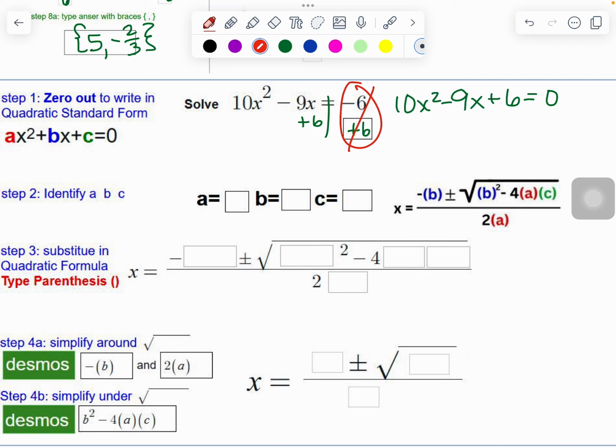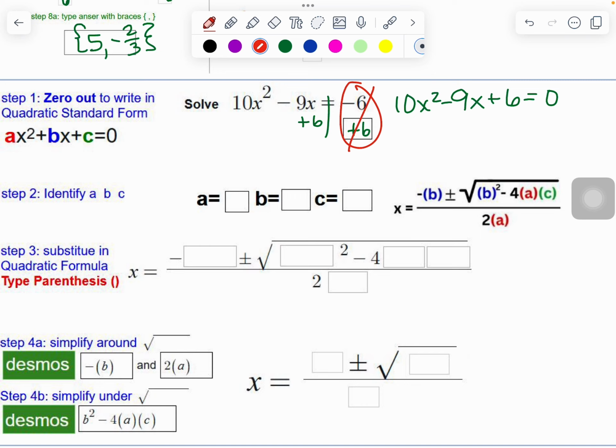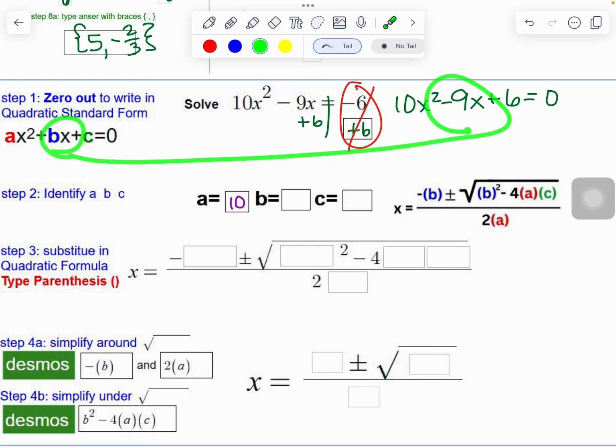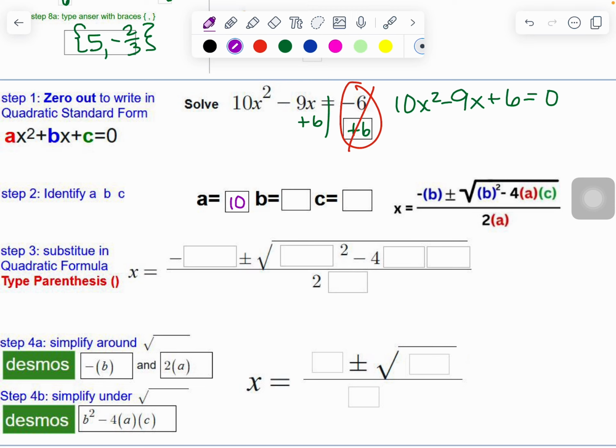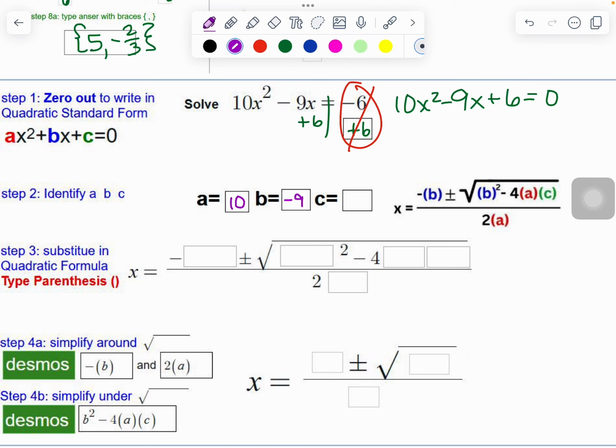All right, my a is the number in front of x squared. So if I look right here, that is 10. So my a is 10. My b is the number in front of x. So if I look, that's a negative 9. Make sure you take that negative. And then my c is the number by itself here at the end, or constant, which is a positive 6. So my c is 6.